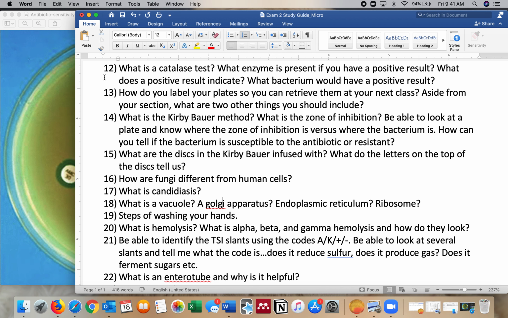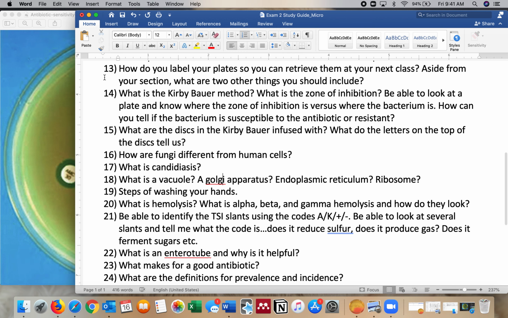How do you label your plates so you can retrieve them at your next class? I feel like this is a huge gimme. Aside from putting your section, what are two other things that you would include so that next class you can tell that that's your plate and pick it up and continue with your experiments?